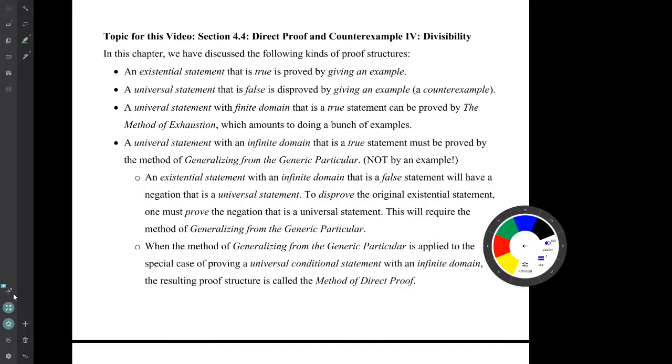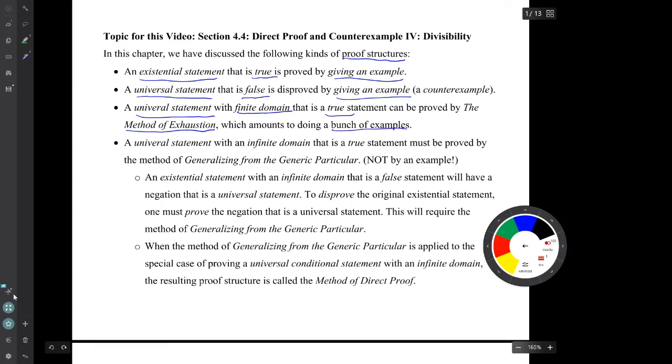We've been discussing proof structures, so we've talked about how you prove existential statements true by giving an example. You disprove false universal statements by giving an example. A universal statement with a finite domain that is a true statement can be proven by what's called the method of exhaustion, which amounts to a bunch of examples.